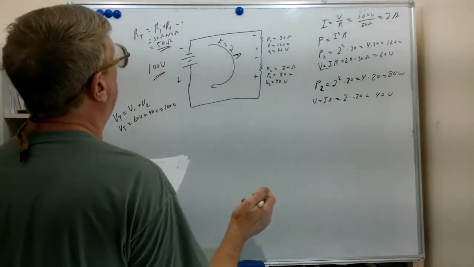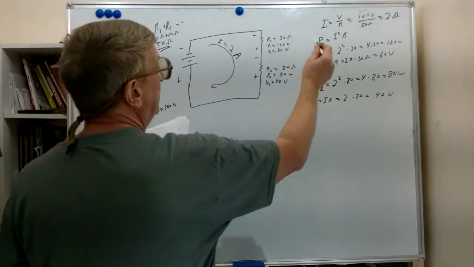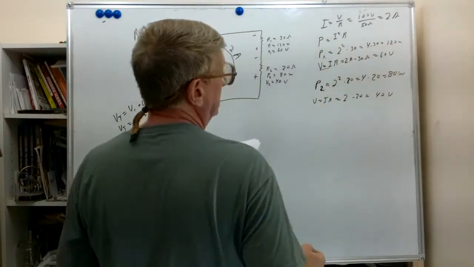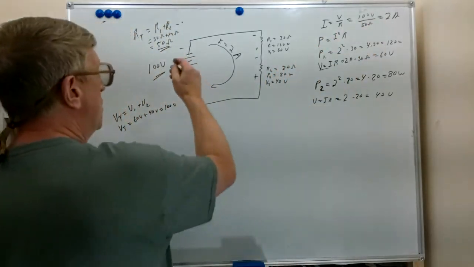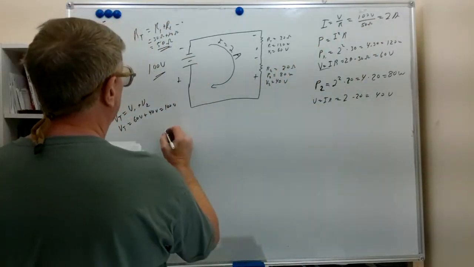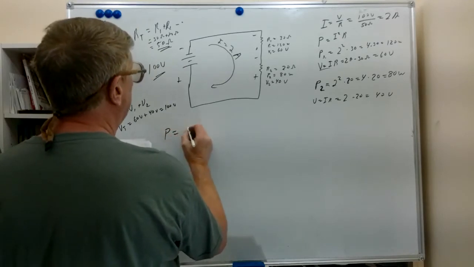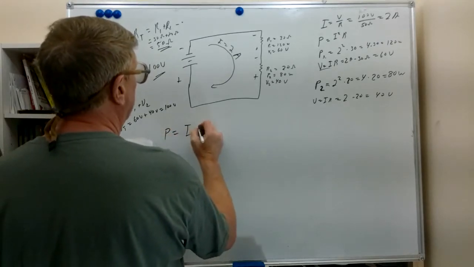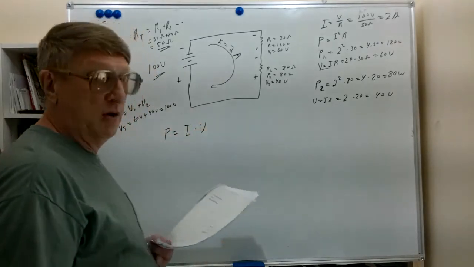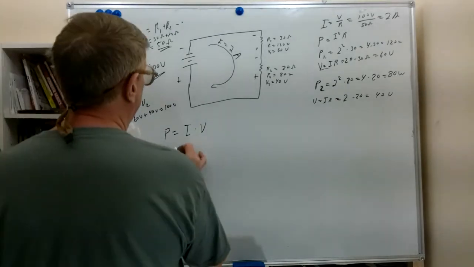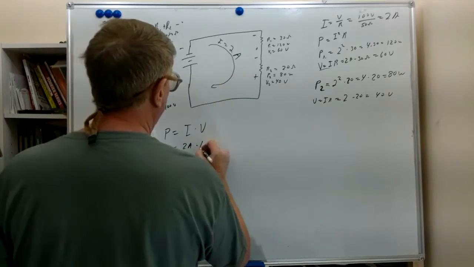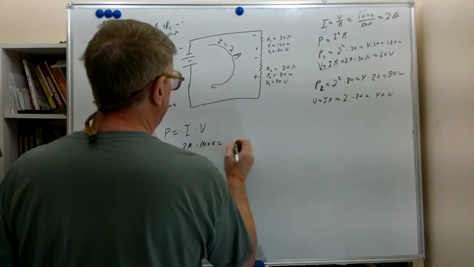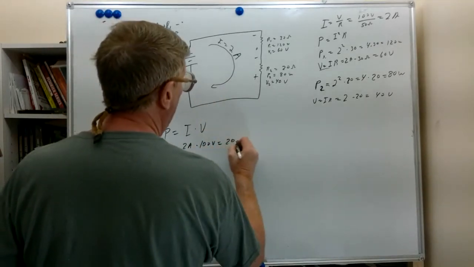Now, what's our total power? We use the total resistance to come up with total amperage. We know the power source, and so power is equal to current times voltage. That's from our power formulas. And what we have here are 2 amps times 100 volts, and that equals 200 watts.